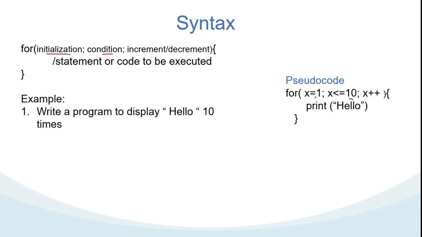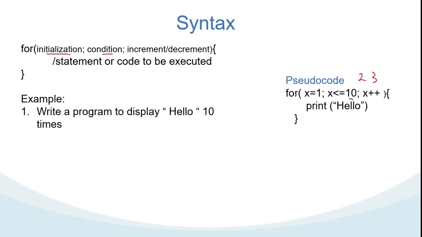So now our variable becomes 2. Check again. 2 less than or equal to 10. True. Since it is true, hello will be executed one more time. And then read the closing for, it will take it back to this and increase x by 1. So it becomes 3. And then it will check 3 less than or equal to 10. Because it is true, hello will be executed one more time.